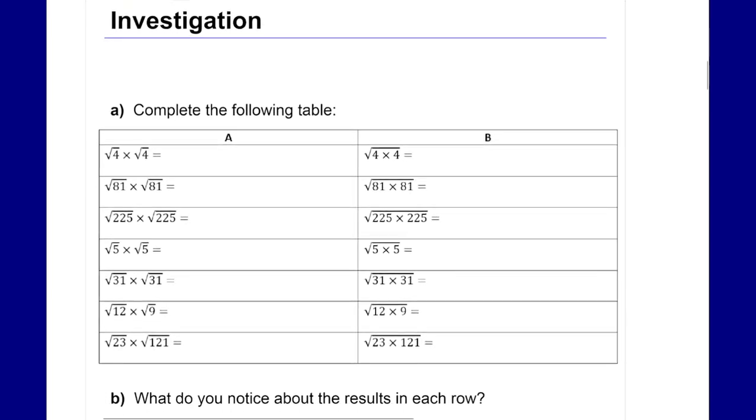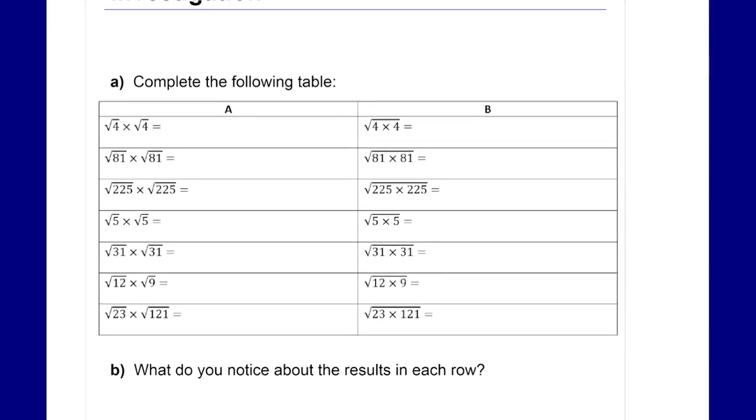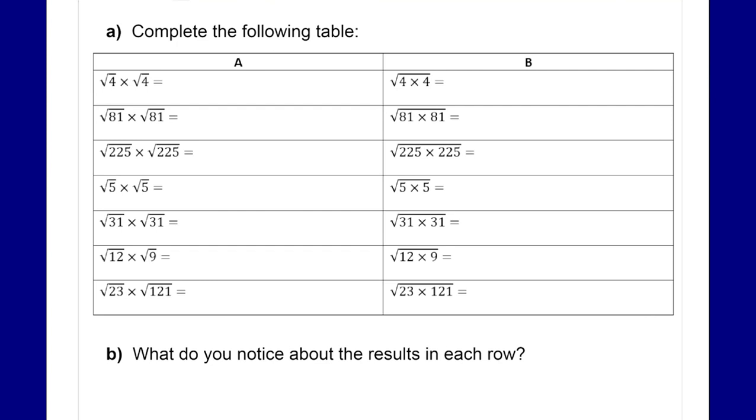Right, just a little bit of an investigation before we start. I want you to go through and complete the following table. You could work through it using some common sense. So for example, the square root of 4 times the square root of 4. Well, that's the square root of 4 squared, but the square root and the square cancel each other out, so I'm left with 4. On the other side, you could use, again, common sense, the square root of 4 times 4, which is the square root of 16, which is also 4.